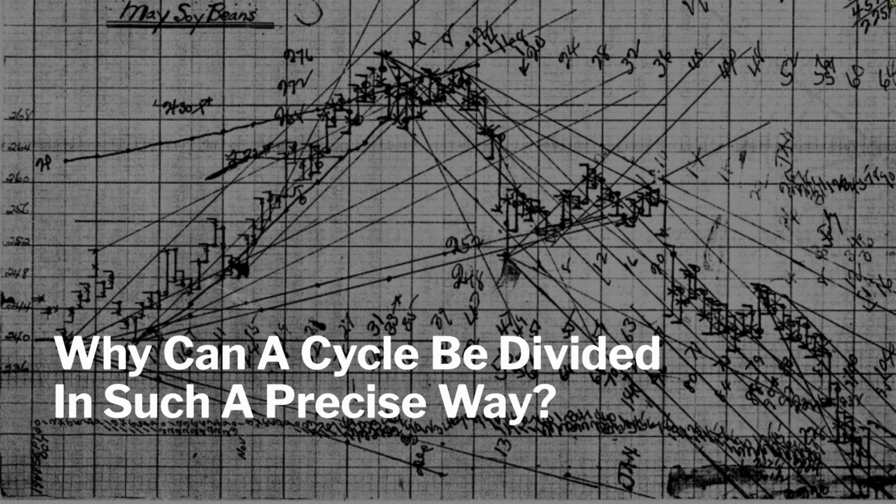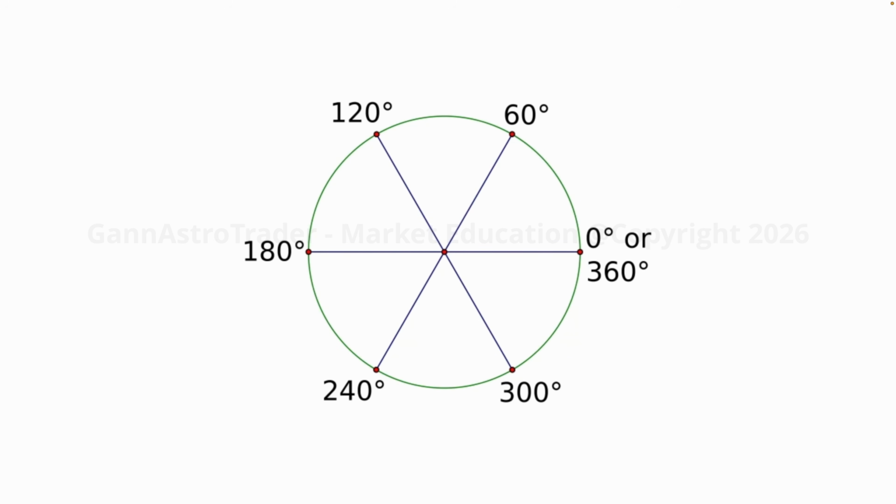What we just calculated gives us a cycle. But this raises a deeper question. Why can a cycle be divided in such a precise way? Why do these divisions actually matter? To understand this, we need to go back to one of the most fundamental ideas in geometry, the circle.